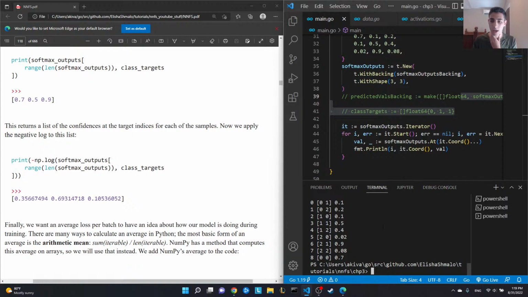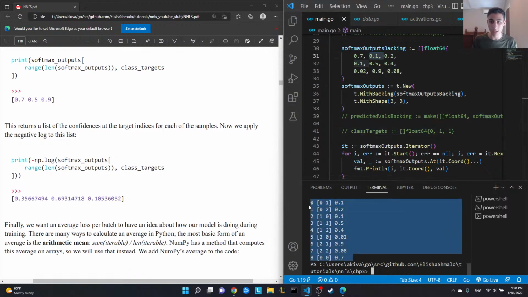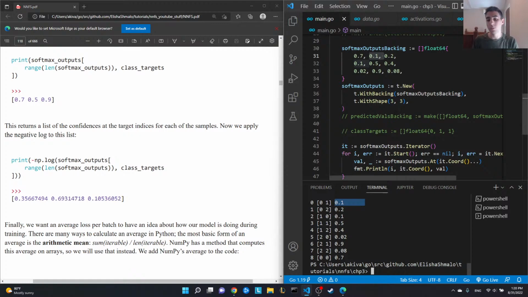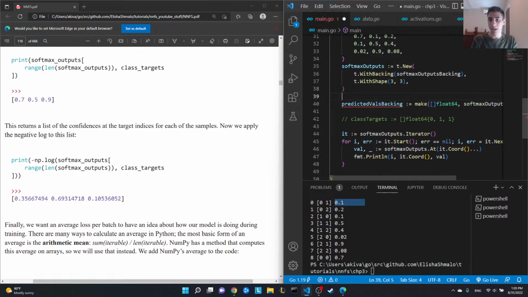Basically, what I'm trying to do is separate these out. So this is actually funny. It goes 0, 0, and then the 0, 0 index. This 0.7 is actually the last one given, and it starts off at 0, 1, which is this. So you see how it's iterating over all of them, and we get the coordinate, which corresponds to which value we're currently looking at, and we could get the value at the coordinate. The reason I'm doing this is because I want to move everything into the predicted vals backing so that we could make this into a tensor, so that we could just get the logarithm of that with one call with the tensor library.